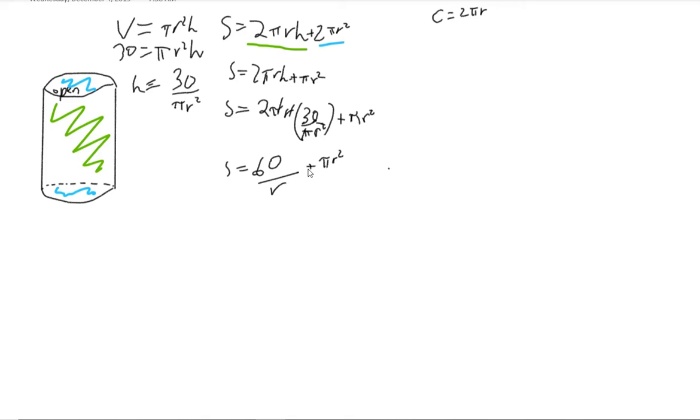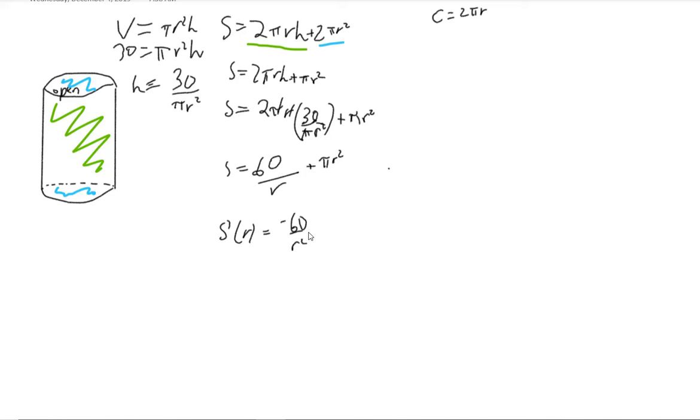So let's take the derivative of this function and set it to 0, because when the derivative is 0, that's how you know it's a maximum or a minimum. So S prime, the derivative of 60 over r squared is negative 60 over r squared. I'm assuming you're pretty good at derivatives by now, and you know how to take this derivative.